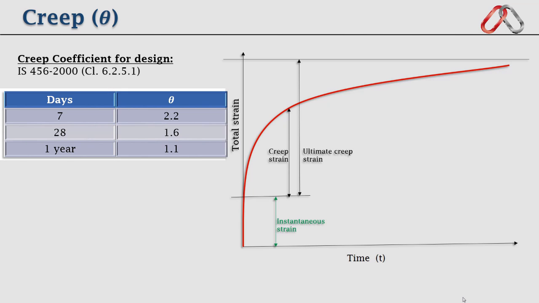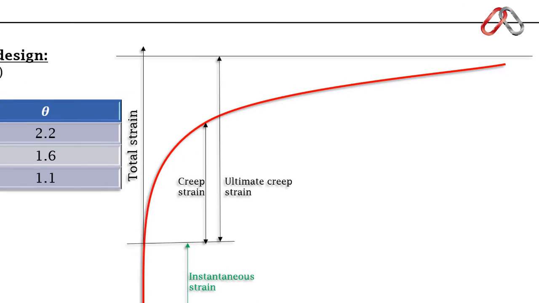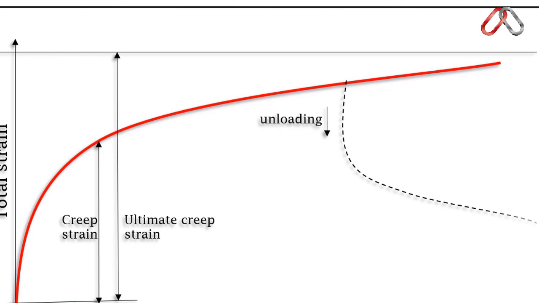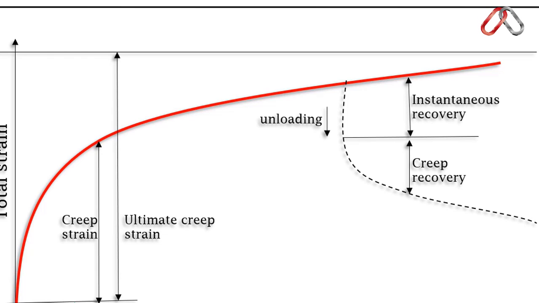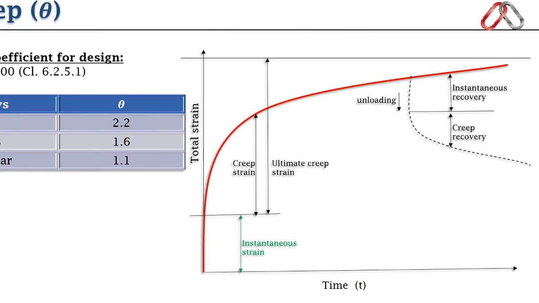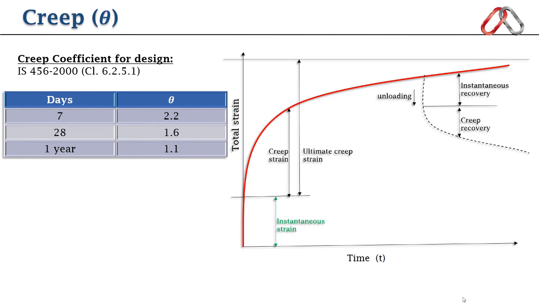If we remove the sustained load at any time, the strain follows this curve. This is the instantaneous recovery of strain equal to elastic strain. Further gradual decrease in strain is called creep recovery. You know that concrete is a brittle material. It does not recover fully, and the rest is residual creep strain.